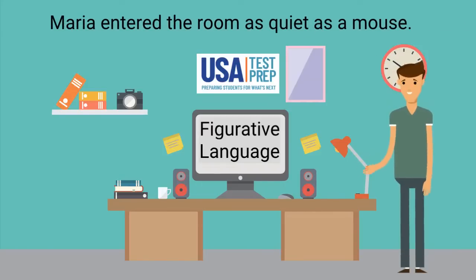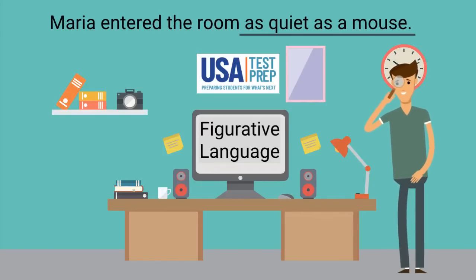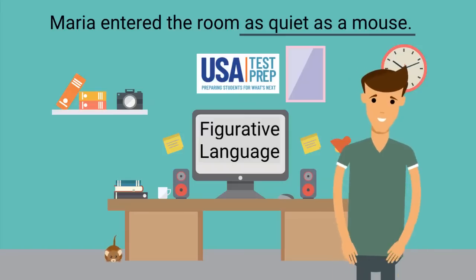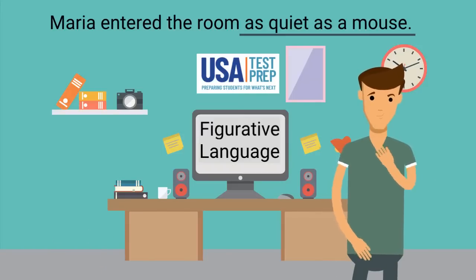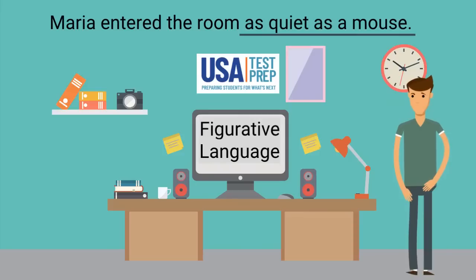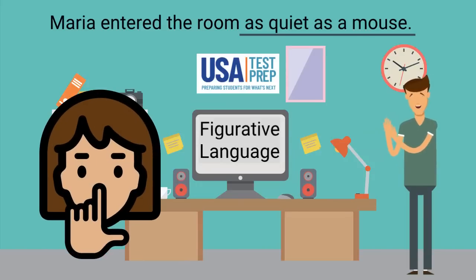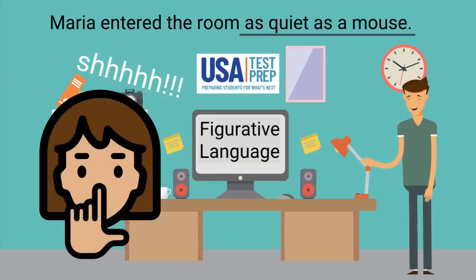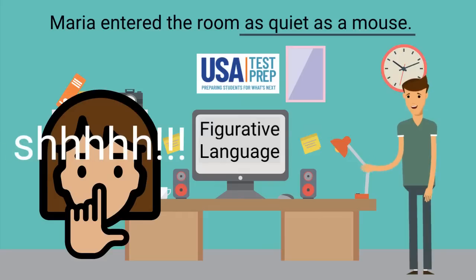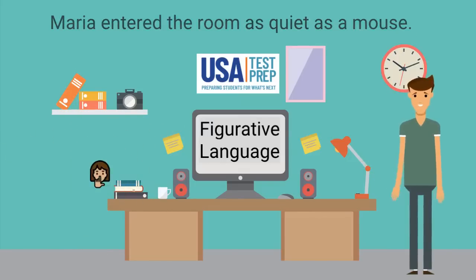Look at this sentence. Notice that the first phrase I showed you was underlined. One thing we know about a mouse is that it is quiet. It doesn't want to be noticed and caught, right? This sentence is not saying that Maria is a mouse. Instead, it is pointing out that Maria entered the room very quietly. Using the phrase, as quiet as a mouse, is really making the point that Maria is being very quiet.